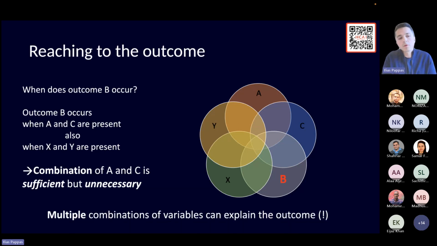We always have multiple combinations, or almost always. In a typical study, you would have more than one combination of variables that explain the outcome. So there are multiple pathways to get to the same outcome. These different combinations may explain different parts of the outcome, may refer to different cases in the outcome, but they still explain the same outcome.